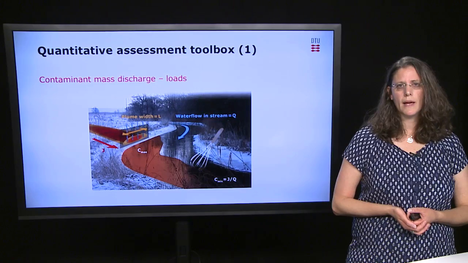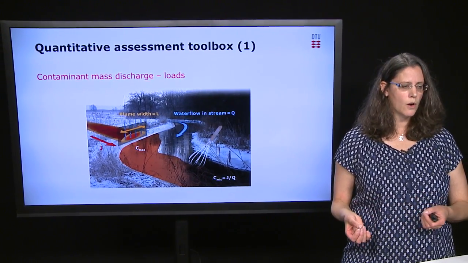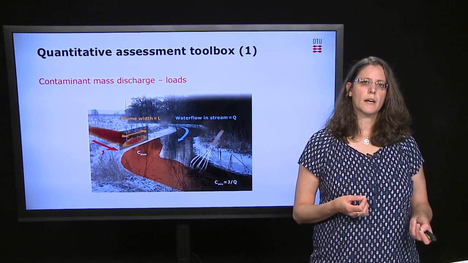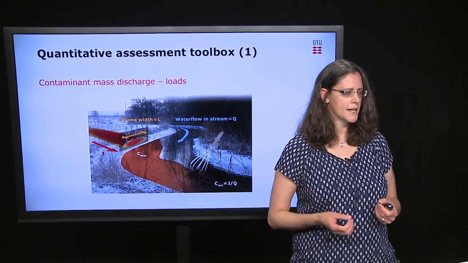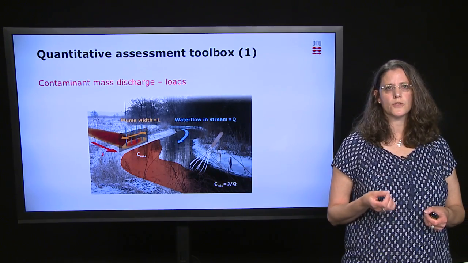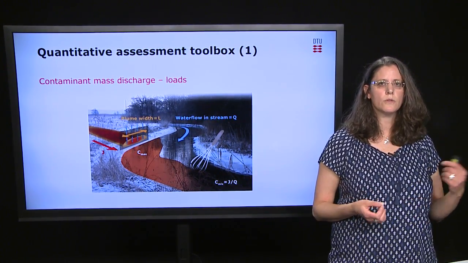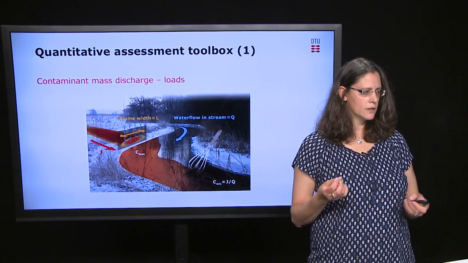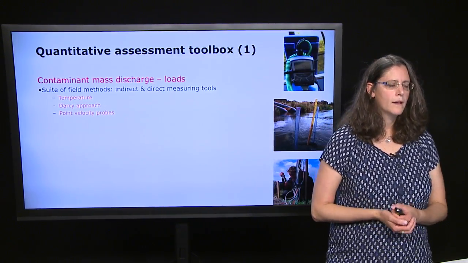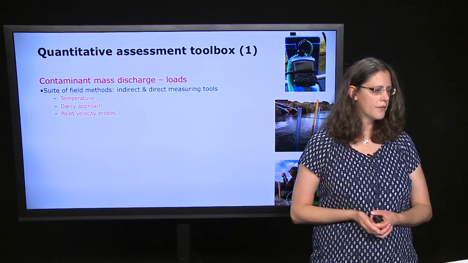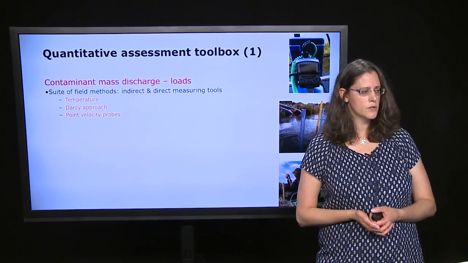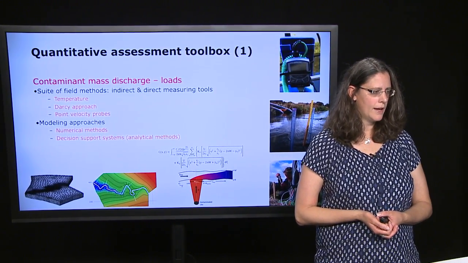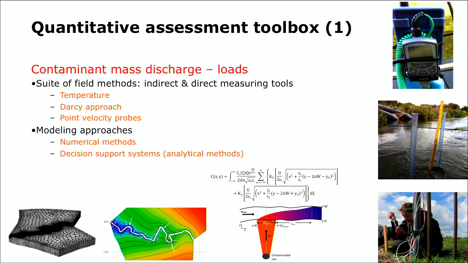The first is on contaminant mass discharge, which is a function of both the flow and the contaminant concentration. When we're talking about ecological quality assessment points, it's not enough just to look at concentrations if we want to connect impacts to their sources and ultimately prioritize the remediation. So we really need to look at contaminant mass discharge. For this, we've been developing a suite of field methods using both indirect and direct measuring tools, and we've been applying modeling approaches, both numerical and analytical systems.